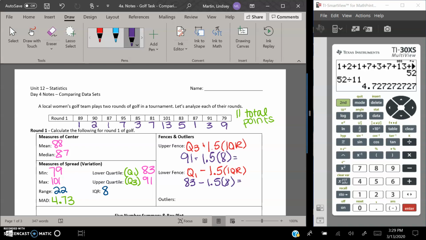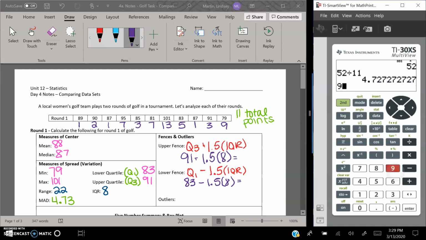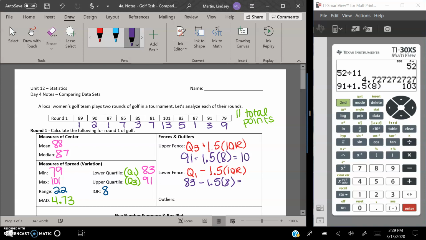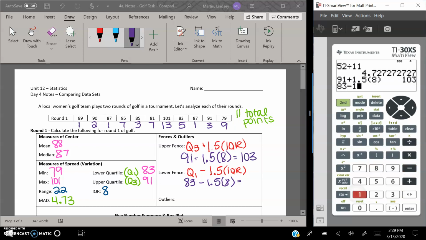And we can do this in the main screen of our calculator. So 91 plus 1.5 times 8, and that will give me 103. And I have 83 minus 1.5 times 8, and that gives me 71.